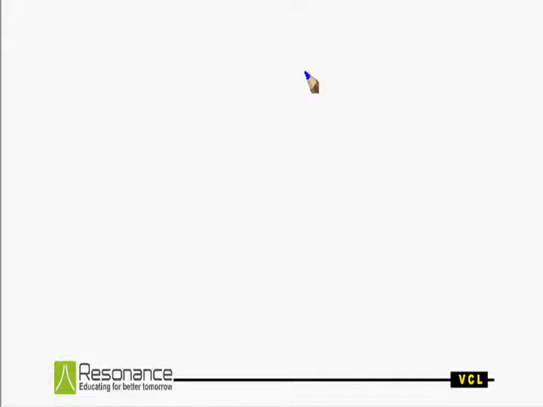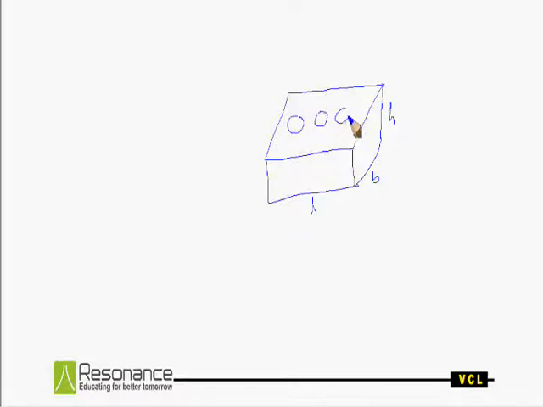Now we have a pen stand which is in the shape of a cuboid, which is having length L, breadth B, and height H, and which is having three conical holes, which are having same radius, let's say capital R, and the height as capital H. All these three conicals have the same radius and the same height.